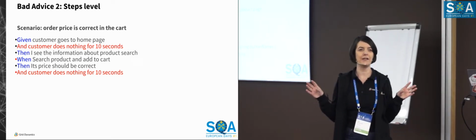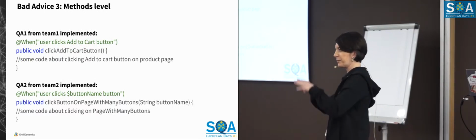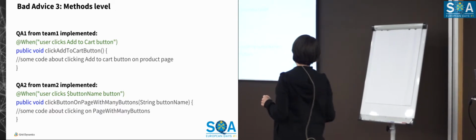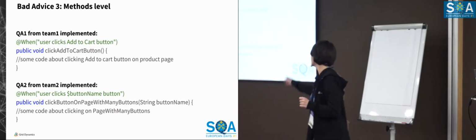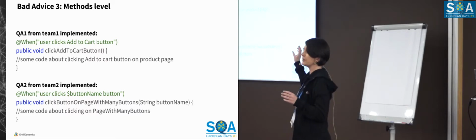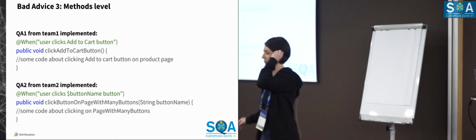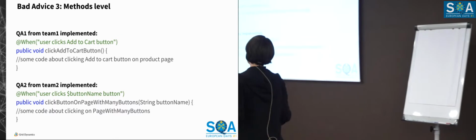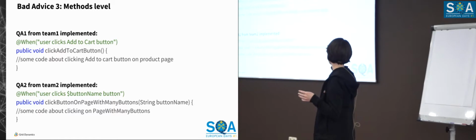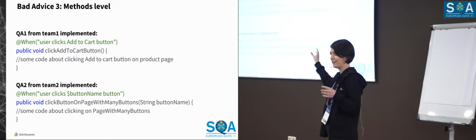Imagine that you are living in the same framework with some other team, one project but different teams in one framework. In team number one, some QE implemented a step when user clicks add to cart button, and it is working. It clicks some add to cart button on some product page, for example. One day, this QE came to work and found that every scenario with this step is red. Why? thought this QE.